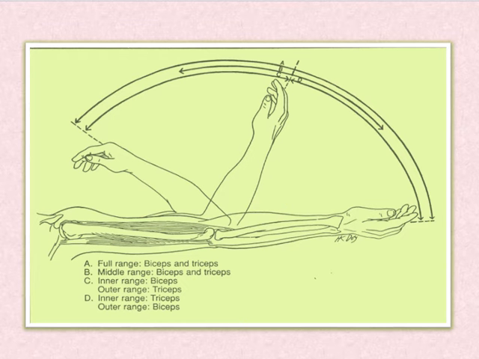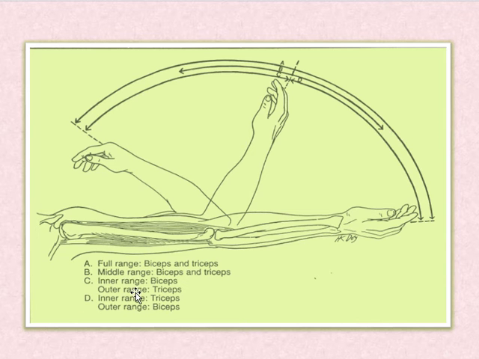Look at this diagram. Elbow flexion and extension, as you know: elbow flexion is performed by the bicep and elbow extension is performed by the tricep. This is the full range for bicep and tricep. Now middle range, bicep and tricep. B is marked middle range. This is the middle range.